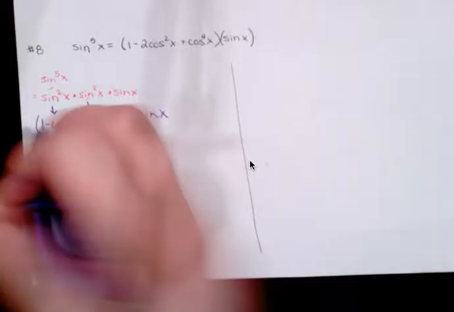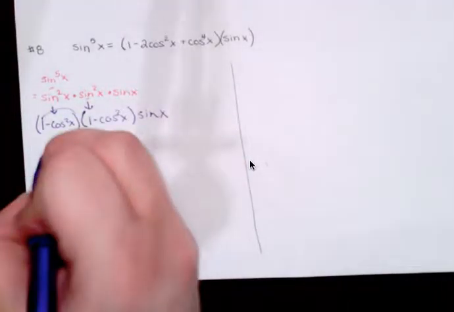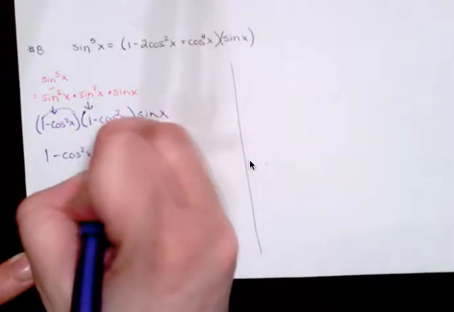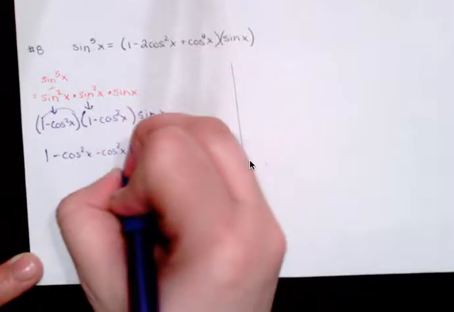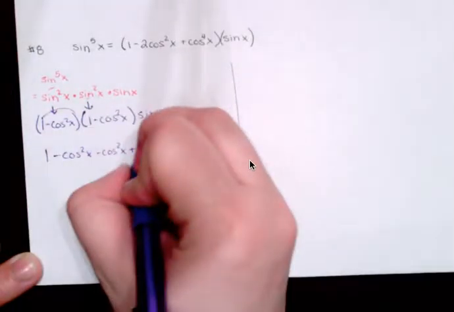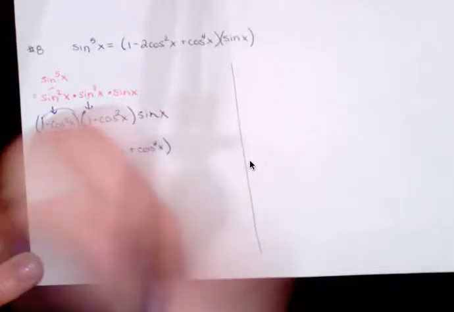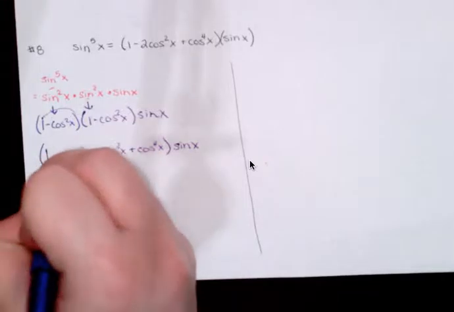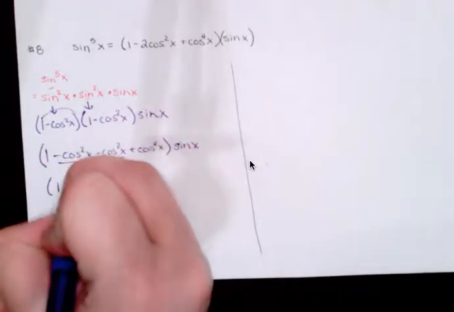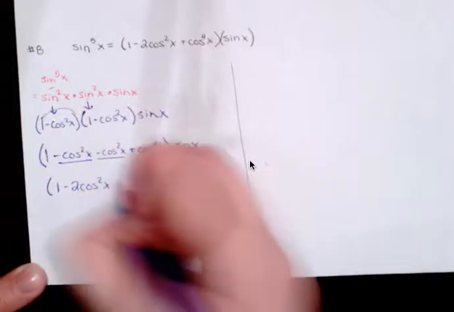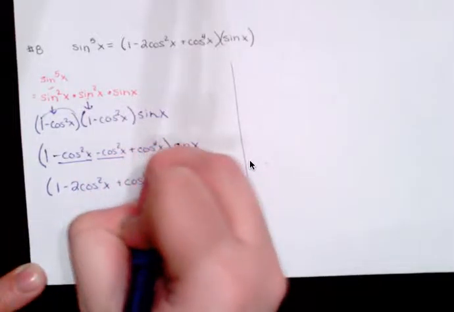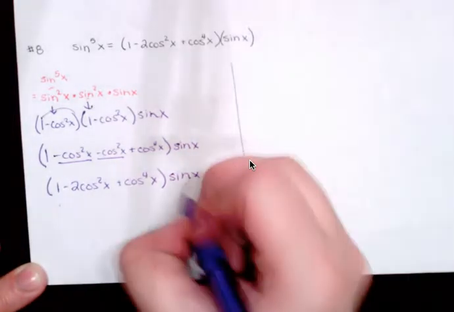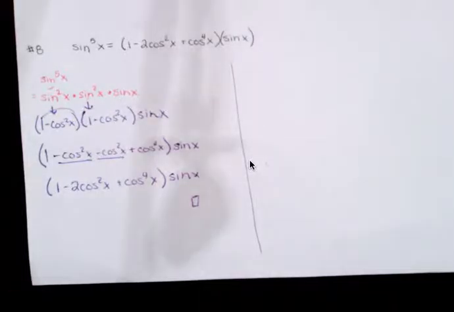Then I'm just going to FOIL. It's the only thing I can do. 1 times 1 is 1. Negative cosine squared x. Negative cosine squared x. Negative times negative makes positive. Cosine squared times cosine squared is cosine to the 4th. And then I get sine of x. Combine like terms. I have 2 of these. So minus 2 cosine squared x plus cosine to the 4th x. And I still have my sine of x. Hey, that's exactly what I wanted. Proof is done.